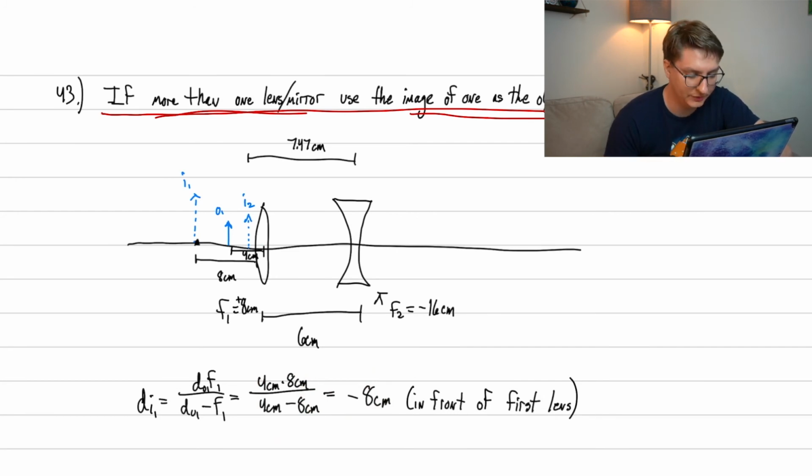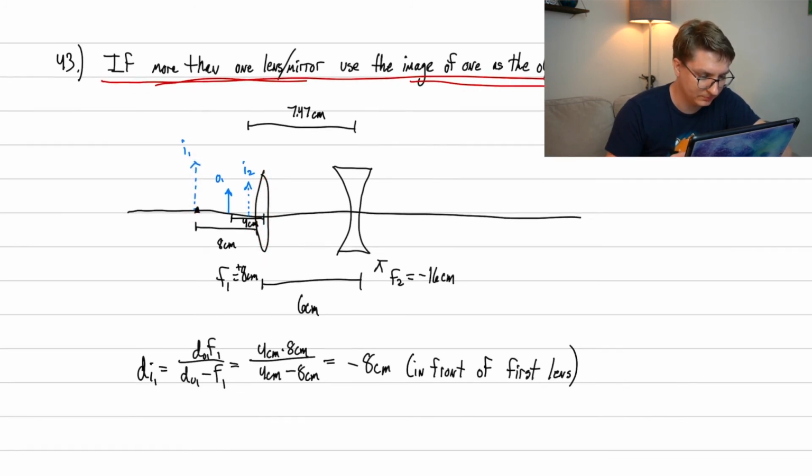Now remember, for lenses, negative means it's going to be in front and it's going to be virtual. So this is a virtual image, and that is going to be here. So it's actually directly at the focal length. It's really similar to the last problem we did, where we put something halfway in between the focal length. This image is going to be sitting on the focal length of this first lens.